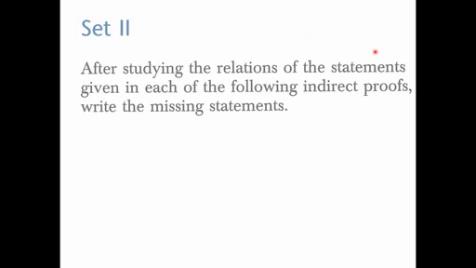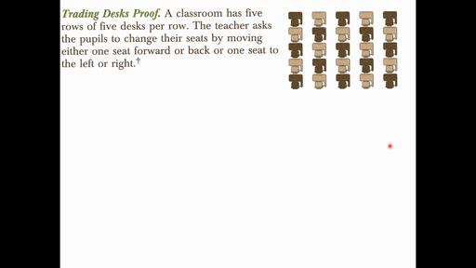We've got 3 or 4 different situations here where a problem is posed and you have to think it through indirectly. And they've left out a step, so you have to figure it out. You have to fill it in. We did this earlier with direct proof. So here's the setup. You need to read that paragraph up there. A classroom has 5 rows of 5 desks, so you've got 25 desks there. The teacher asked the pupils to change their seats by moving either one seat forward or back, or one seat to the left or right.